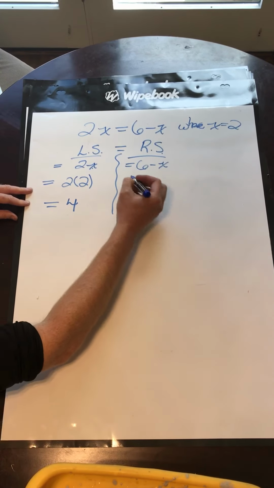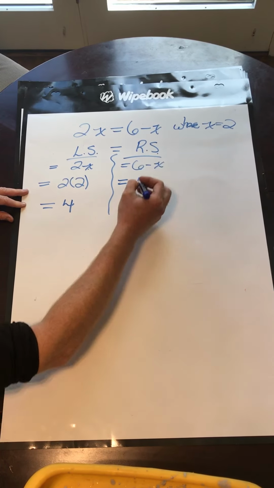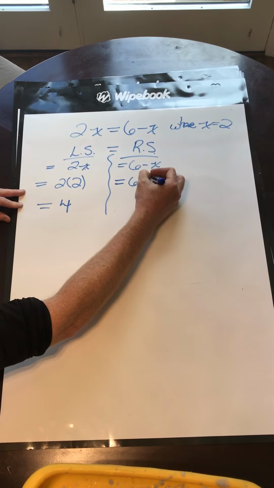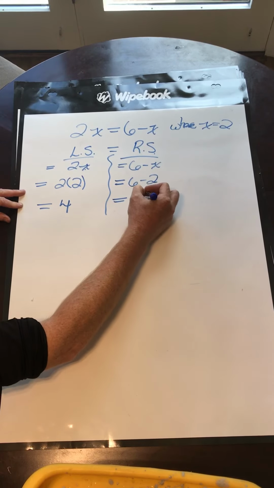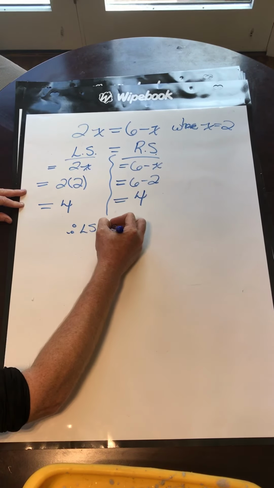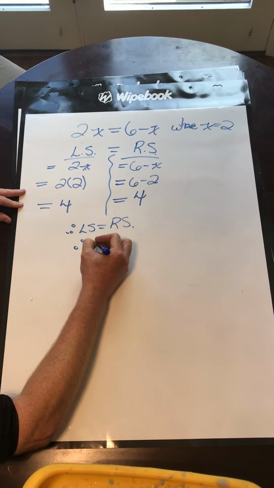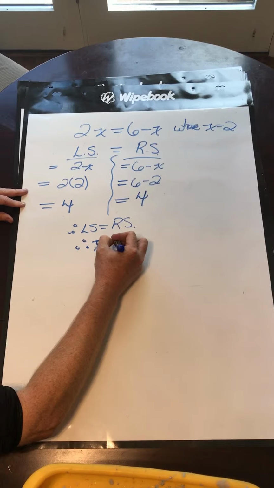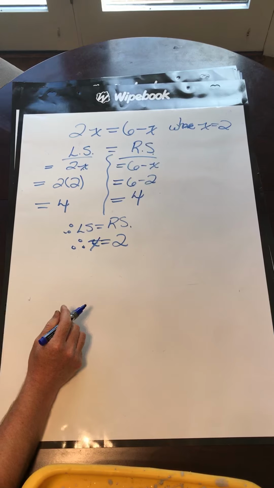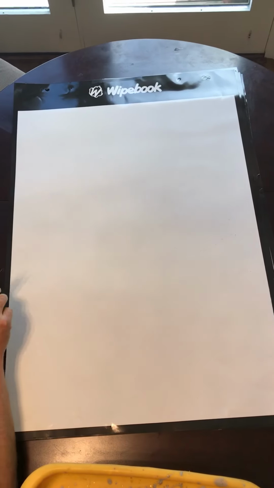Now I'm going to work on the right side. And you can see I put an equal sign here. 6 minus x. What is x equal to? I think x is equal to 2. So I substitute in 2 for x. And I solve, and I get 4. Then I can write, therefore, left side equals right side. Remember, these 3 little dots mean therefore, x is equal to 2. Okay, that was our first example. We're going to go through a few more because there are a few wrinkles that we want you to be aware of.